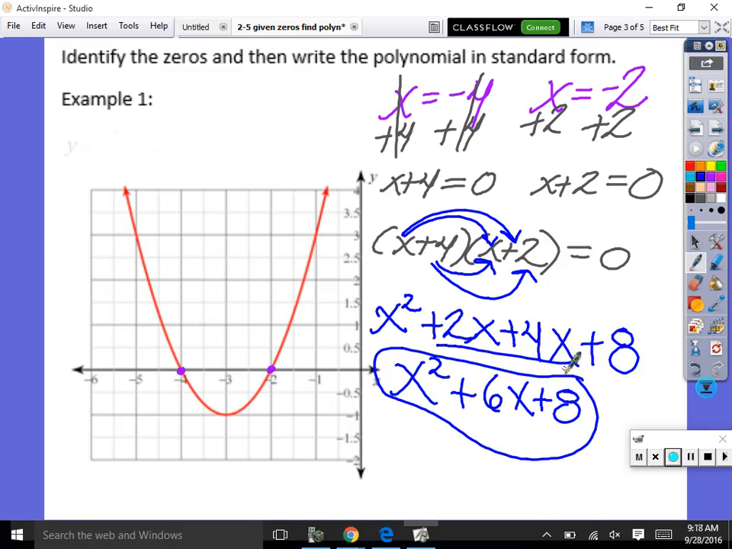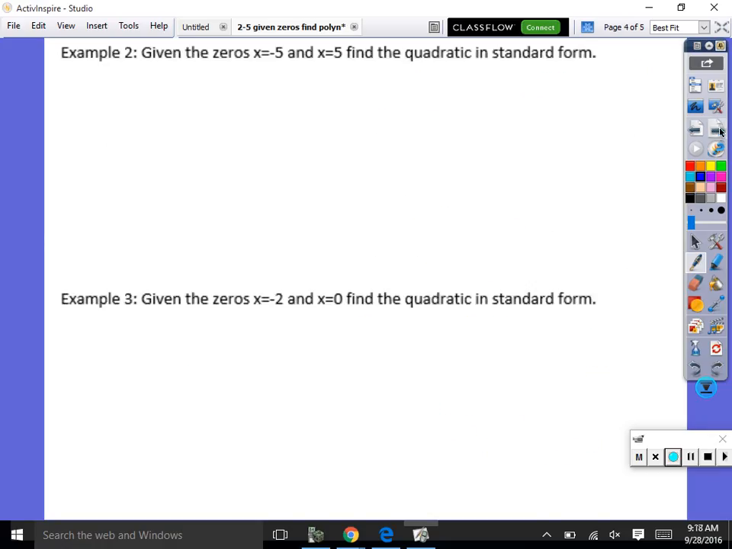So I'll just do 2 quick more examples, and then literally the rest of the time will be yours to practice. So just stay with me. For these last 2, they'll go pretty quick. So now it's just asking the same thing, but differently. It says, given these zeros, find the quadratic in standard form.